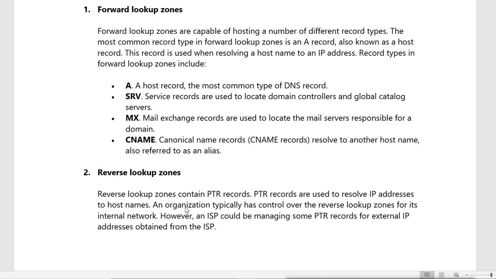And an organization typically has control over the reverse lookup zone for its internal network. However, an ISP could be managing some PTR records for external IP addresses obtained from the ISP. So this reverse lookup zone has the records of IP to name. That means you send the IP to the DNS server and you want to get the name of the IP. So those records will be stored in the reverse lookup zone, stored as PTR records.